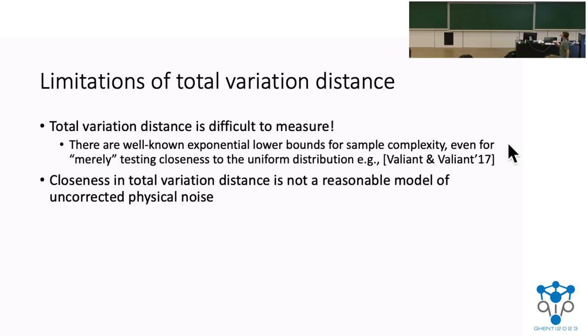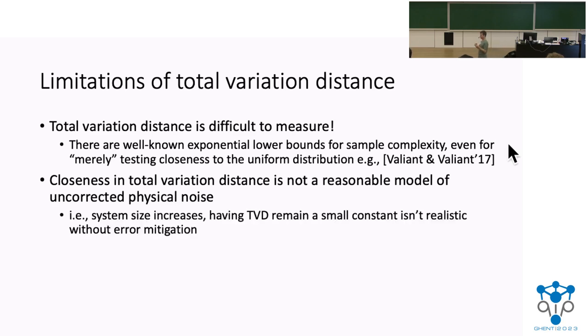And then the second thing I would say, which I sort of mentioned earlier, is that I don't think of closeness in total variation distance as a good proxy for physical noise. In particular, what it means is that as the system size grows, the error doesn't change. And if you ever talk to any experimentalist, you'll realize that if they're increasing their system size and not changing their error, it's kind of ridiculous that the error shouldn't change.